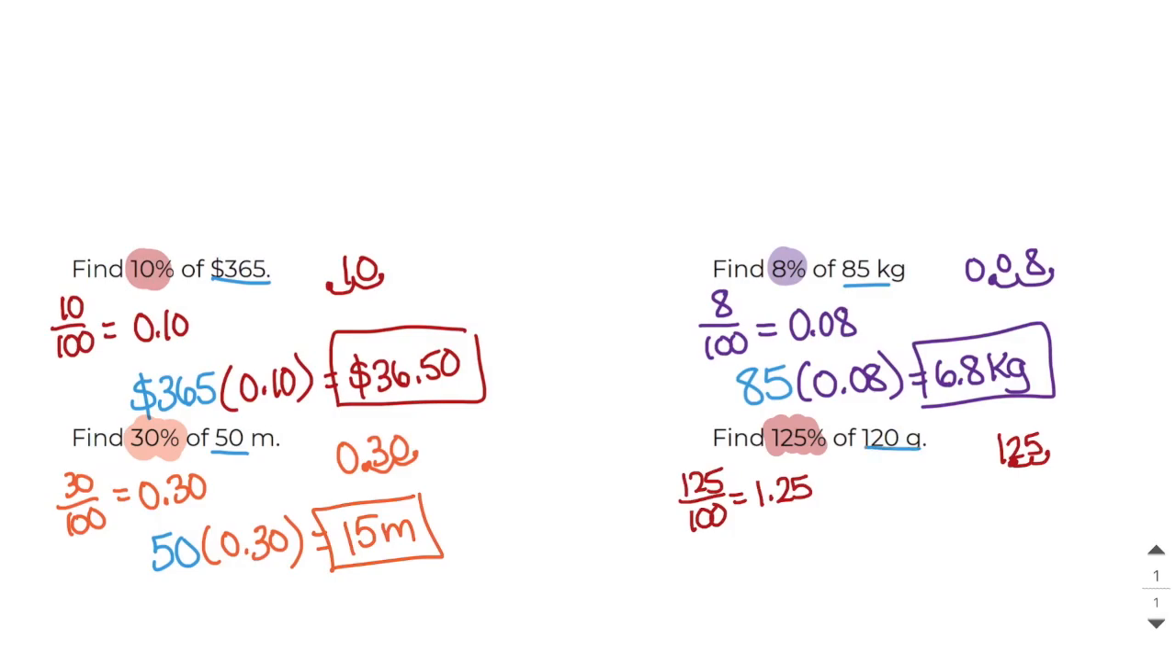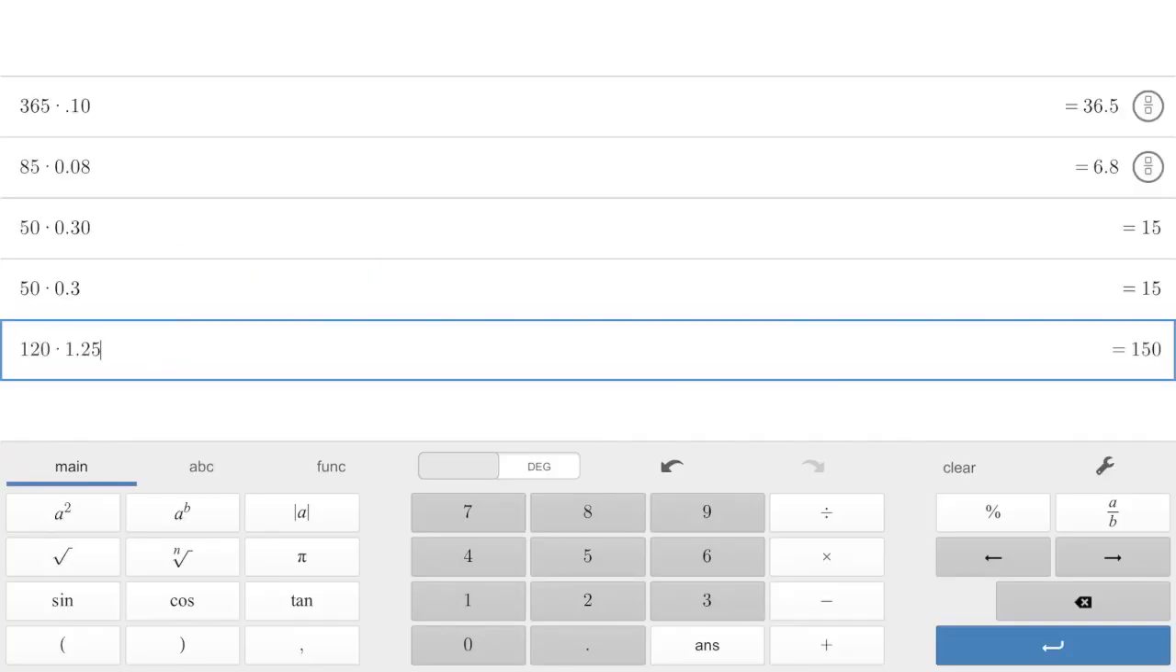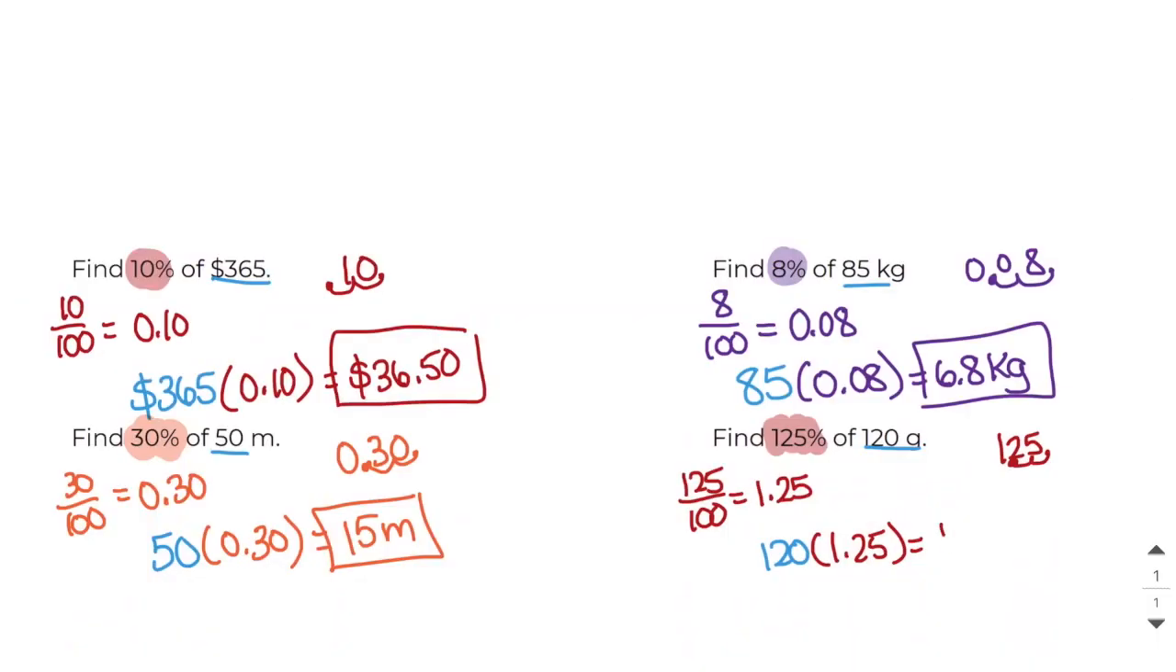And I want to find 125% of 120 grams. So I'm going to multiply 120 by 1.25, and let's see what we get. And we get 150 grams.